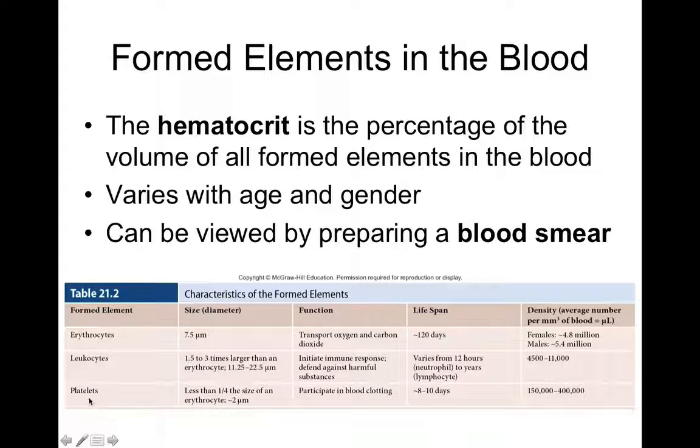Now, the last formed element here, guys, is the platelets. And these basically are also not a true cell. They're very small fragments of another cell called a megakaryocyte. These last about a week or so, and they help participate in blood clotting.